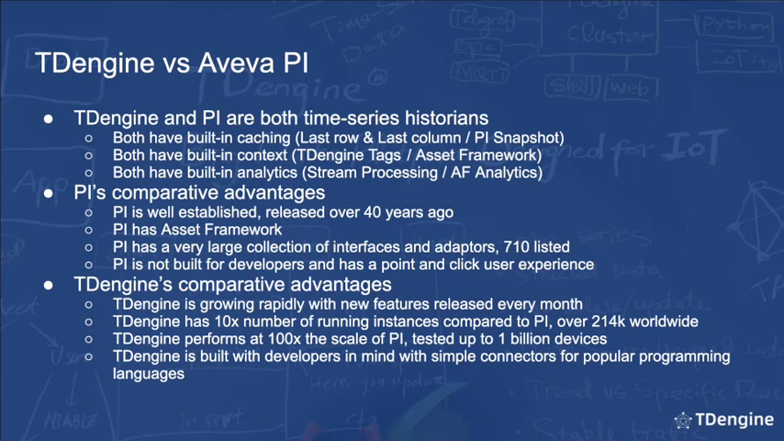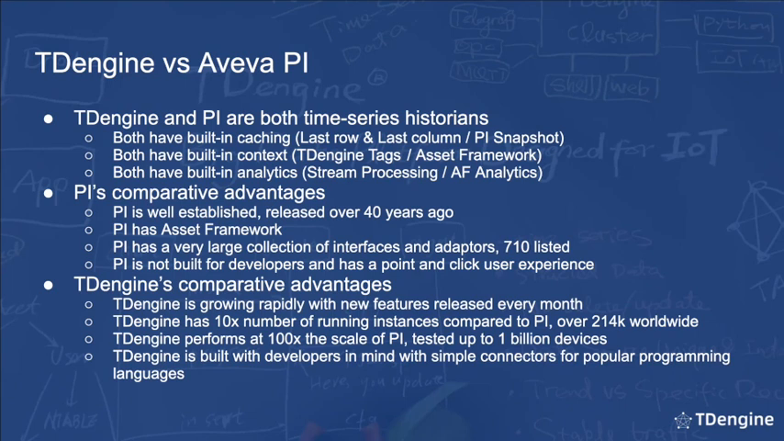A lot of these are slight variations of each other. So if you've got a SCADA system, there might be 10 or 20 different SKUs on that SCADA system, but they've got over 710 listed. So they make it very easy to get data in. And PI is not built for developers, which is, I think, a positive and a negative. They really just have a point and click user interface. Many people like that.